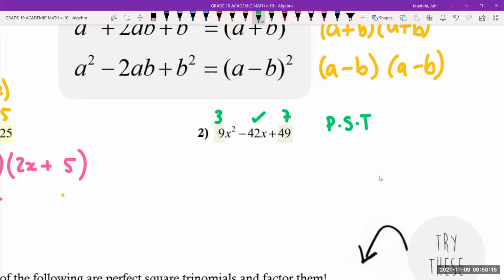And when something is a perfect square trinomial, you can be sure that the numbers that you're going to put over here are just going to be the square root of whatever this is. So I'm going to put a 3x here.